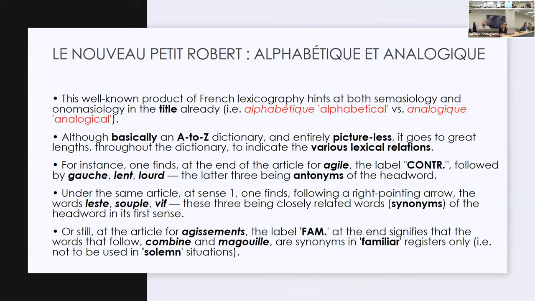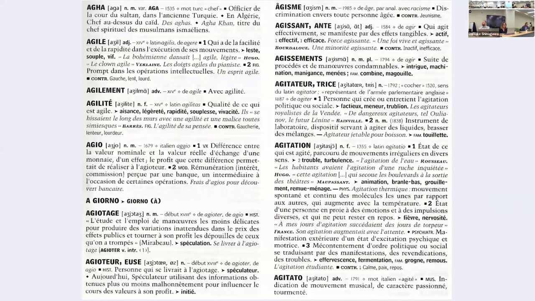How does it work? You can actually maybe go to an example, agile, and you will see, and so that's the second entry on that page on the left, and you will then see a little arrow that agile is also less than stuple vif, so that's the number of synonyms. At the bottom, you see contre or contraire, the opposite, so antonyms, gauche, long, loop. So this combines both, it's an A to Z list, but it has this onomasiological feature throughout.